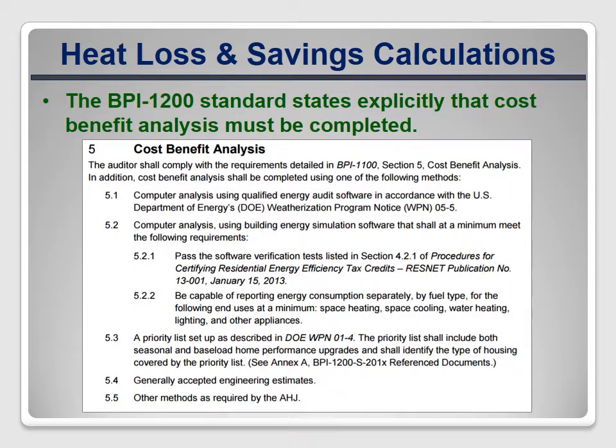The BPI 1200 standard states explicitly that cost-benefit analysis must be performed. It also lists 5 acceptable methods for performing the calculations. You can read those on your own if a specific method is not required by your program.